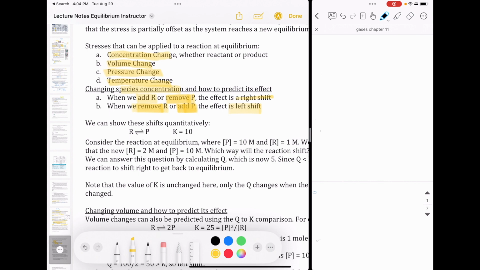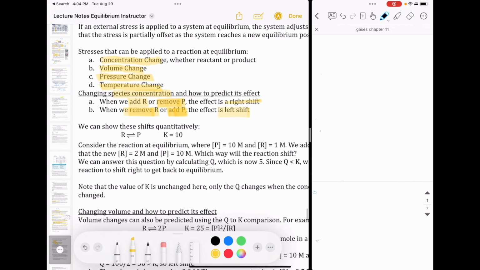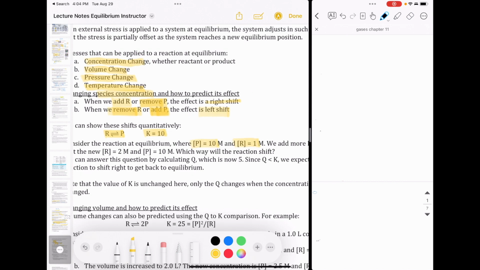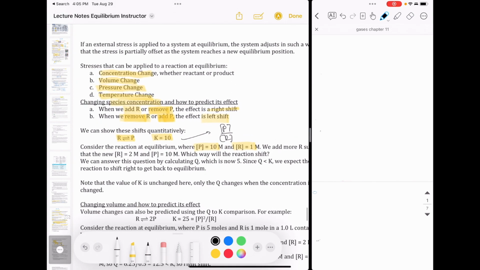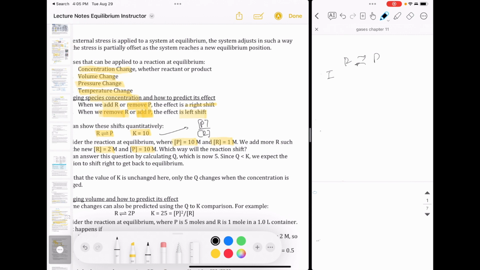Instead of talking about it qualitatively, you can also see it quantitatively. So for example, here is a reaction that has a K of 10, and the equilibrium constant expression, of course, for this reaction is simply the P concentration over the R concentration at equilibrium. One possible equilibrium concentration is 10 molar of product and 1 molar of reactant. Now let's say you add some more reactant so that now your reactant is 2 and your product is still 10. Which way will the reaction shift? We know that our new initial condition is 2 of this and 10 of that. If we calculate our Q, that's 10 over 2, which is 5. Now 5 is less than the K, which is 10. So if Q is less than K, the reaction shifts to the right, which is exactly what we said earlier when we were thinking about this qualitatively. We said that if we add reactant, then we're going to see a right shift.